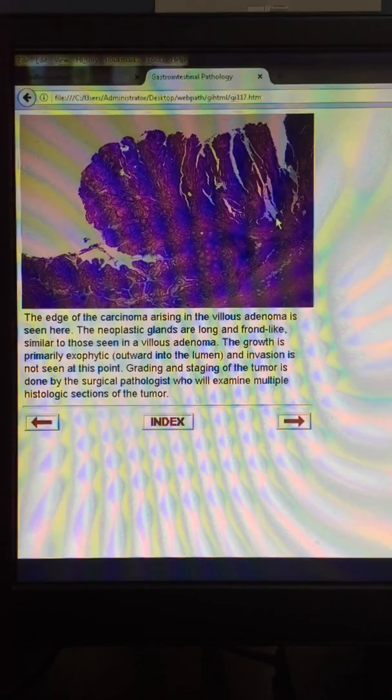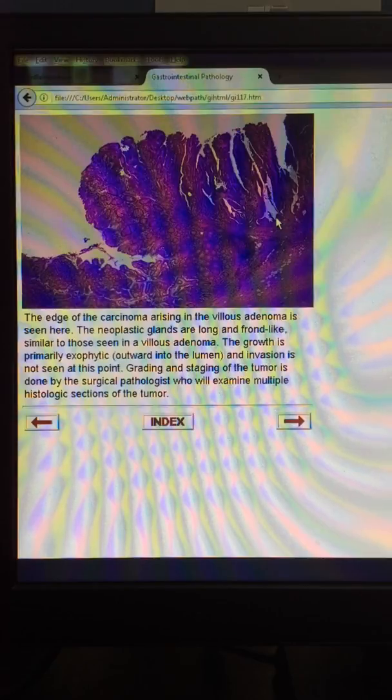There is a difference between grading of tumors and staging of tumors. Grading means how much this lesion is similar to the benign tissue of origin. Yes, it means the degree of differentiation. This is what's meant by grading.